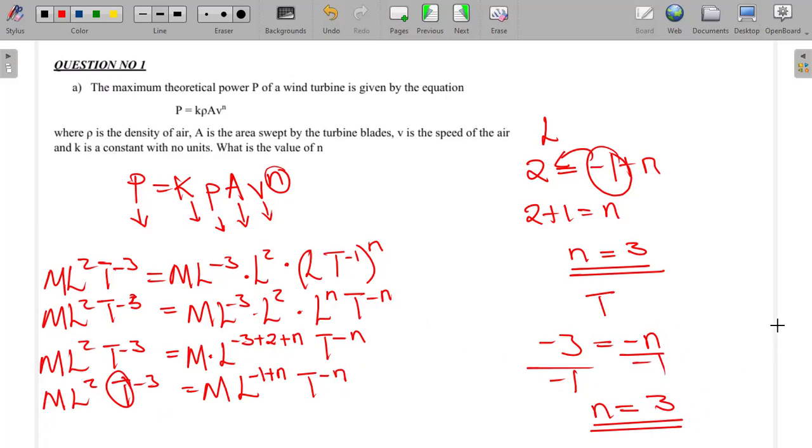3 as a number like that, meaning this equation to complete it will be P being equal to K rho A V to the power 3. So that means this is our complete equation. And this is all about this particular question, which is dealing with dimensional analysis. Let's move on to the next question.